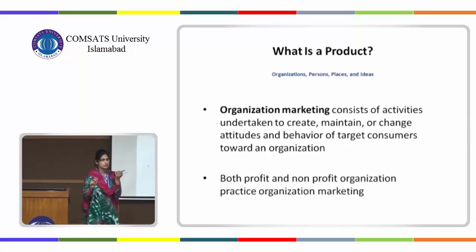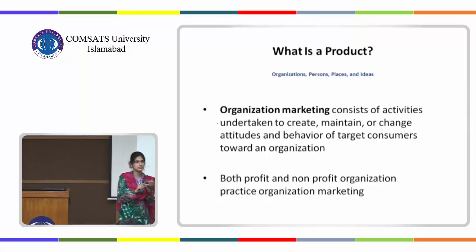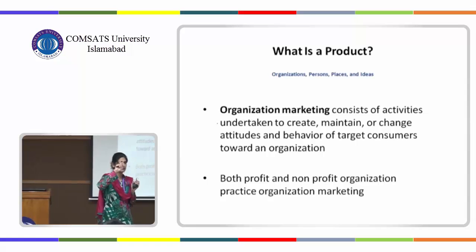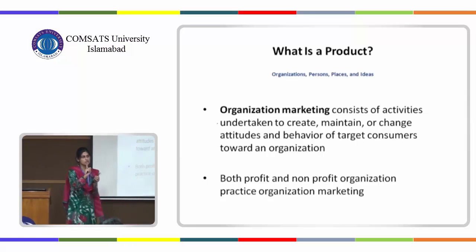Now we're talking about different categories of products. So the product might be a good, a service, or an idea. We're now going to see organization. How is an organization a product? Many times you see an advertisement on television that does not tell you about a product, but just the organization. If you remember, there was an ad of HBL. There was no product of HBL being advertised. There was a celebrity endorsement in that.